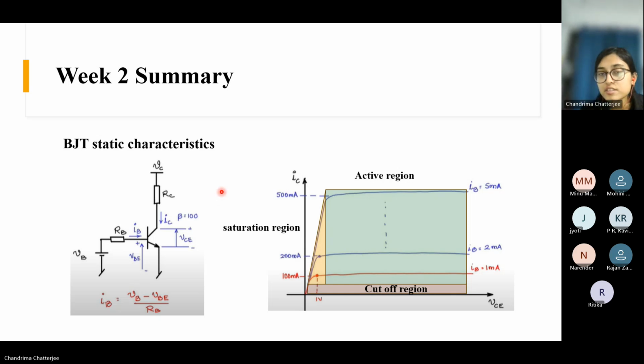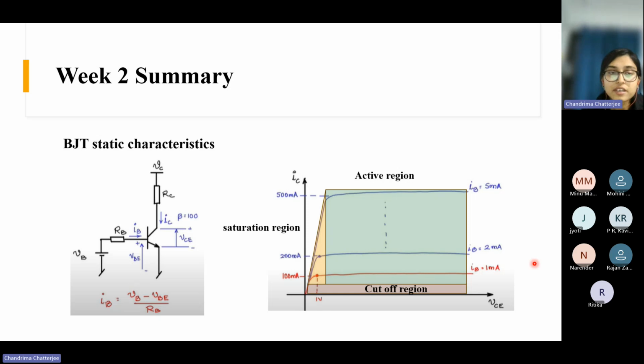Okay, till now. Can you please respond whether I can proceed, or is there any doubt regarding these characteristics? Okay.